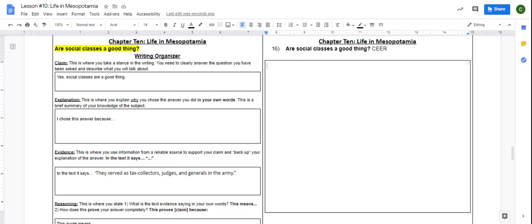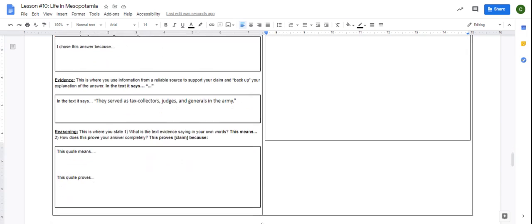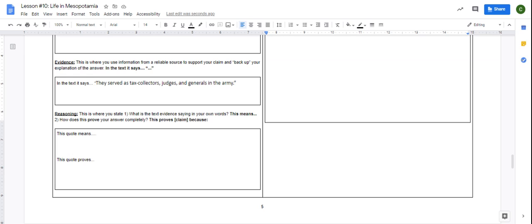I want this process to be slow. I want this process to be methodical, and I want it to be repeated throughout the year. You will always turn the question around in a claim. You will always put the text in your own words in the explanation. You will always copy evidence from the text. Do not make it up on your own.